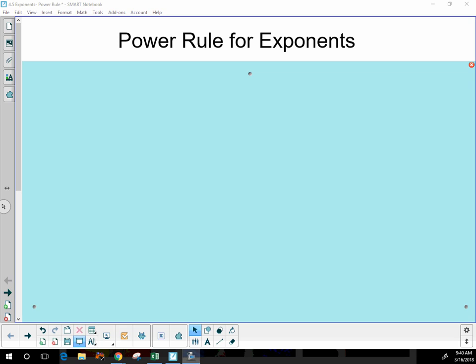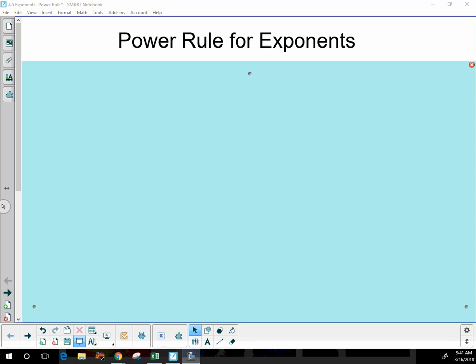Today we're going to learn about the power rule for exponents. It's the only thing we're adding, but as you've seen, every time we add one little thing, it gets much more complicated. You are required to take notes, so if you don't have those materials out, pause the video and get them out now.